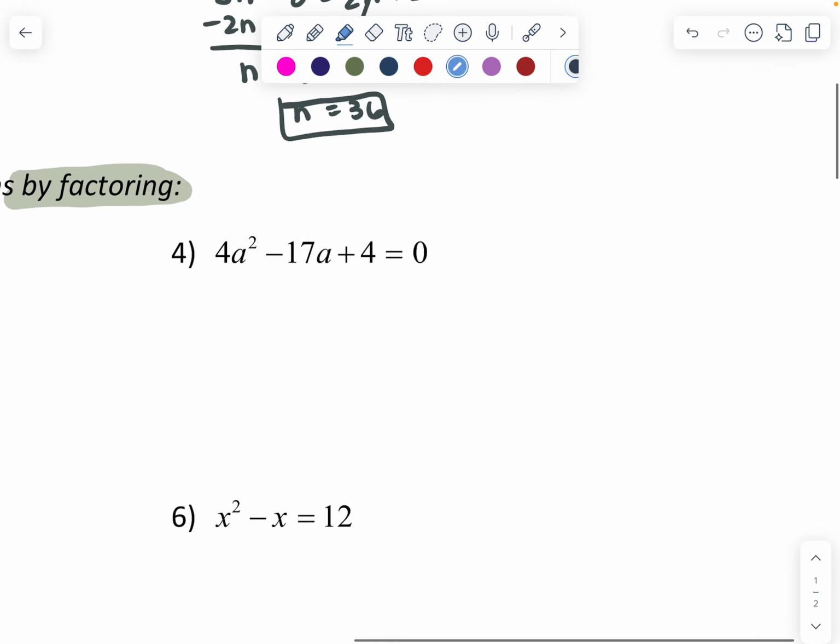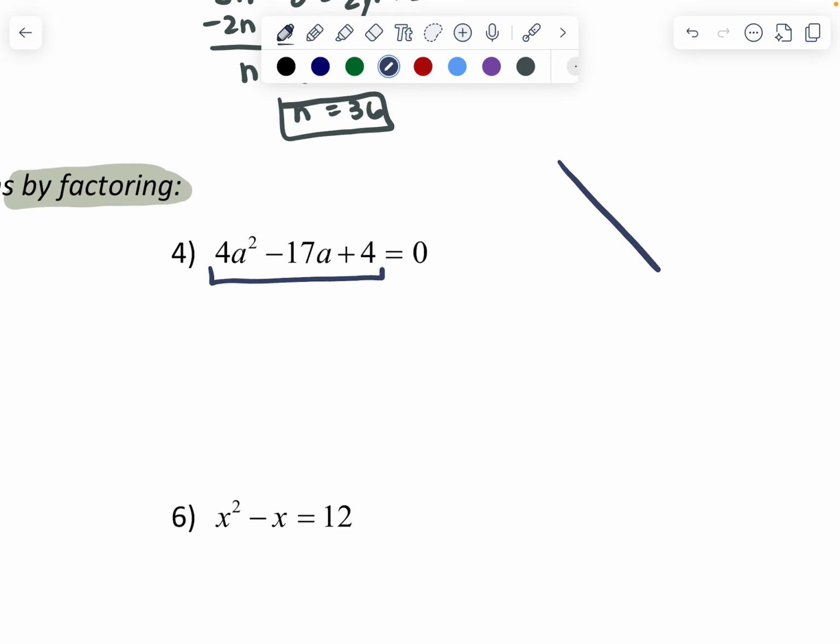All right, number 4, what kind of factoring do we have here? So on this one, this is big star. So let's draw a really big star. So I need 2 numbers that multiply to give me 16, add to give me negative 17. That would be negative 16, negative 1. And then I'm going to divide by the leading coefficient, which is my 4.